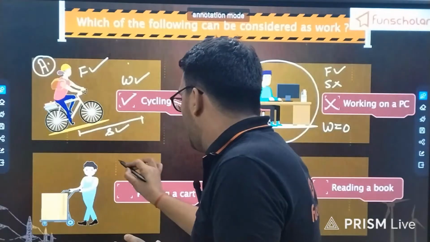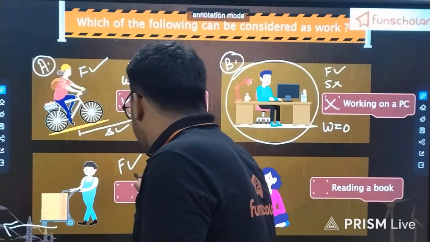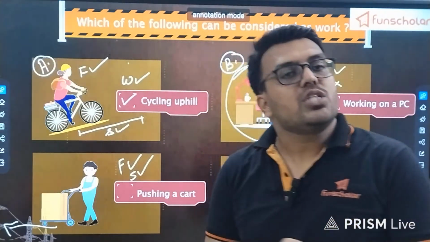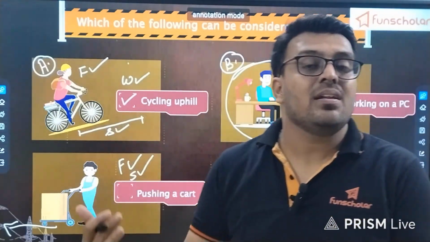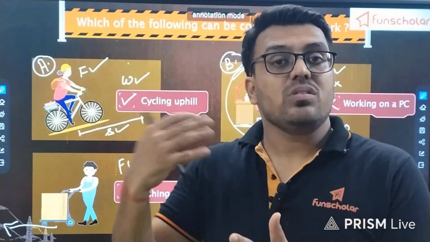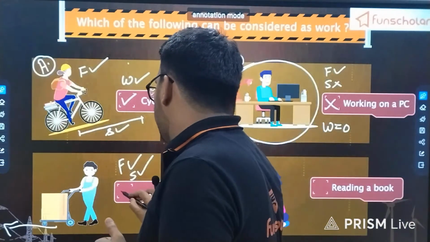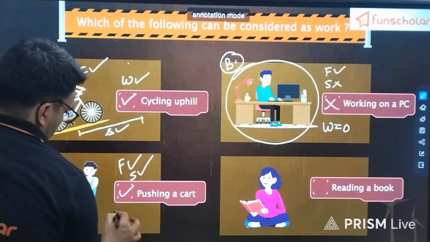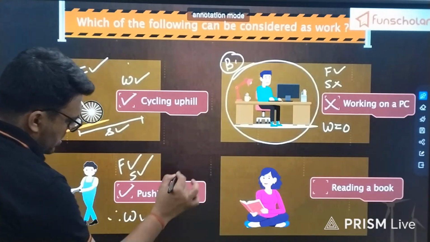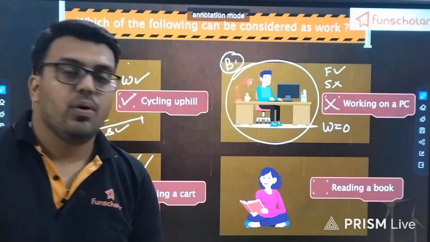So you might not think of any other scenario that might make you answer differently. I am saying here the force is there, and because of the force, the body is getting displaced. So displacement is also there. So work is done. The only criteria: force is applied, and because of that force, the body is getting displaced. Yes, it is a scenario of work done. Therefore, work is performed.